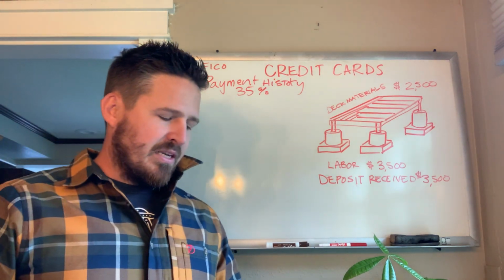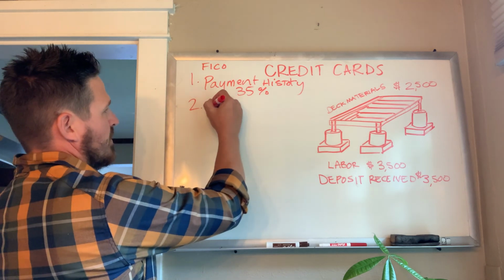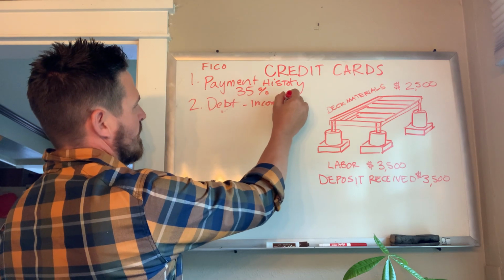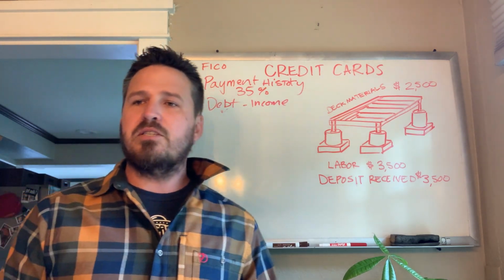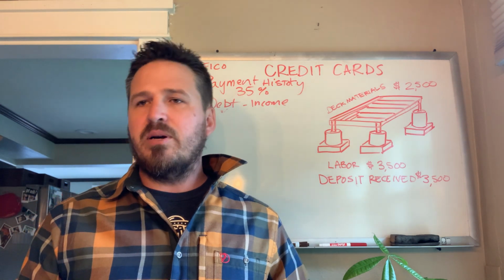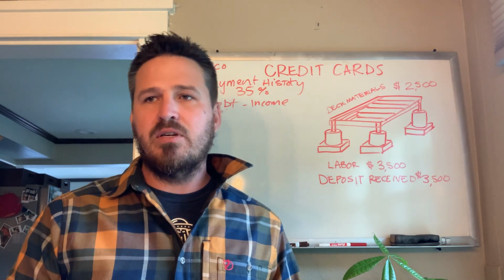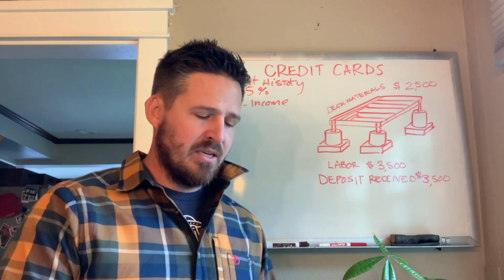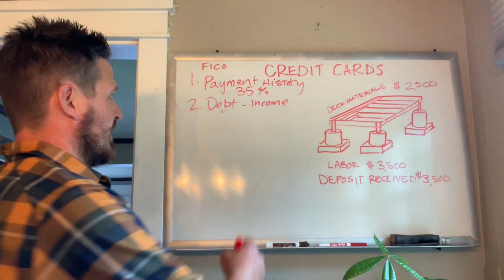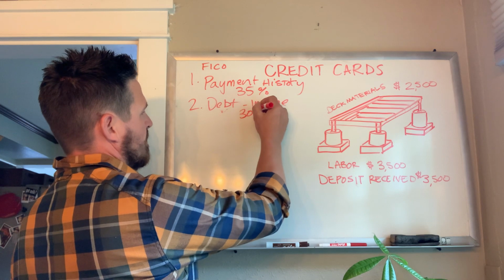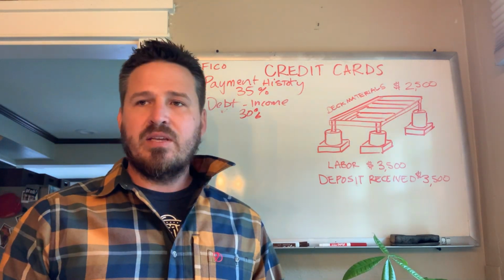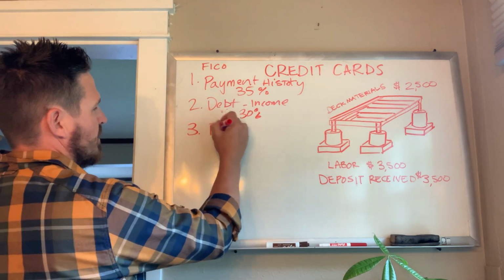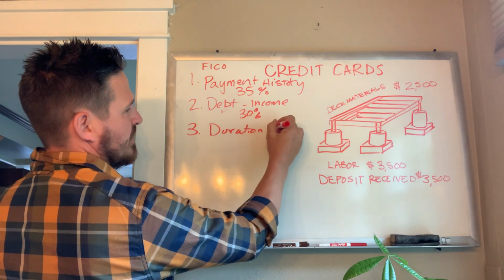Okay. The next one is your debt to income ratio. Oh, that's a D. Debt to income. They take into consideration how much money you make and compare it to how much debt you currently have. And then they evaluate that to make sure you're going to be able to use your income to pay for your debts. That accounts for 30% of the credit score. Okay. Next, it's how long, the duration you've been using credit. So, duration of credit.